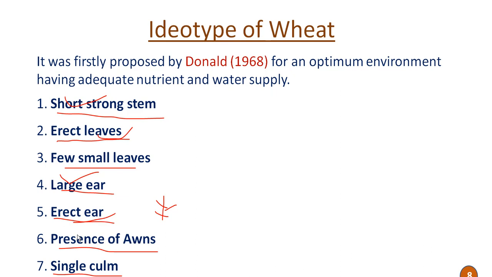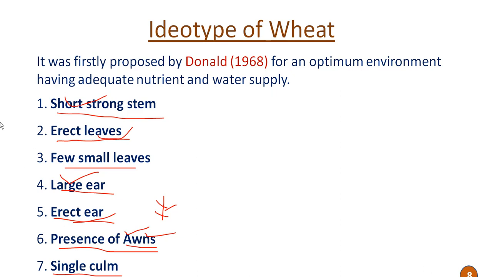Next to that, presence of awns. These awns provide substantial photosynthate to the developing grains, especially under semi-arid conditions. This is because these awns are photosynthetic structures and hence important ones. So in case of semi-arid situations, these awns are important. So the ideotype of wheat must have awns.